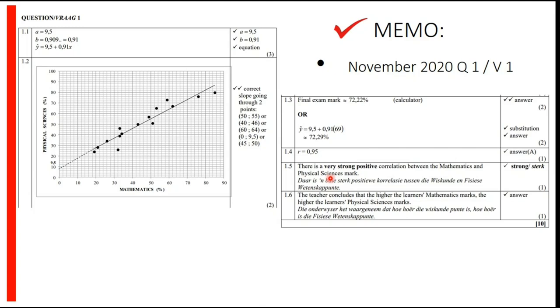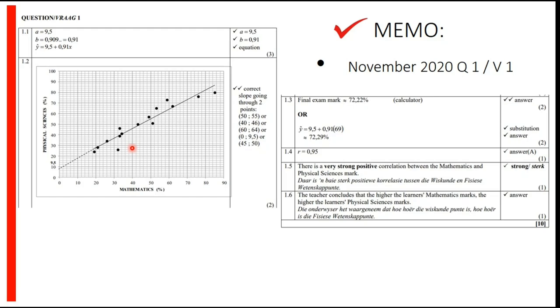So what does that mean? Because a lot of people struggle with the language there, they won't be able to answer 1.6 correctly. Let's just break it down quickly. What does it mean if they say there's a strong positive correlation? Let's use simple and maybe even bad English. If there's a strong positive correlation, it means if the math mark is high, the physics mark will be high. If the math mark is low, the physics mark will be low.